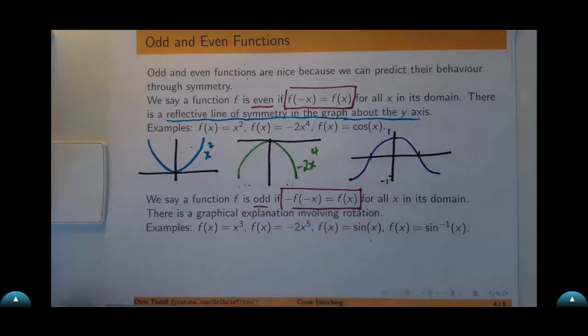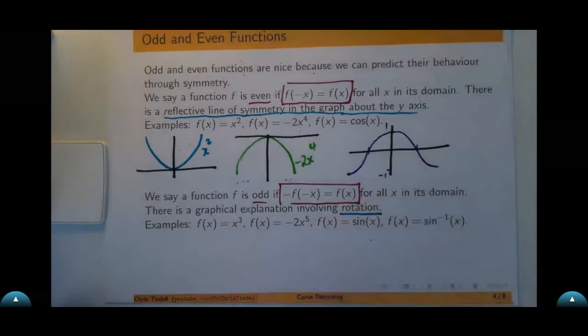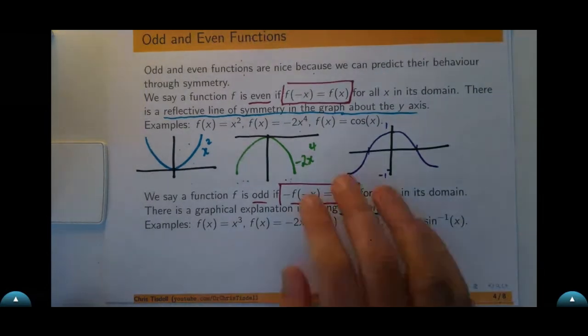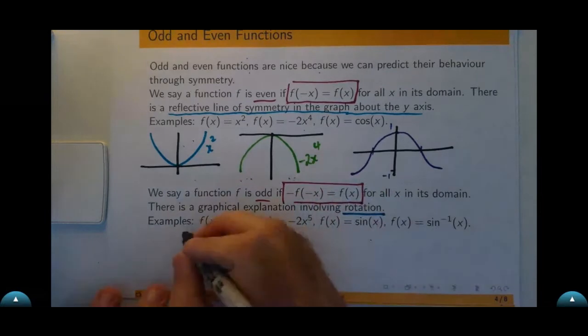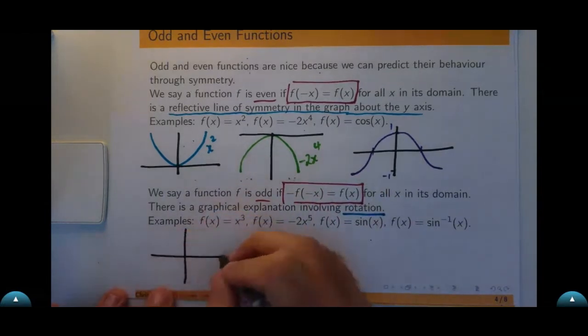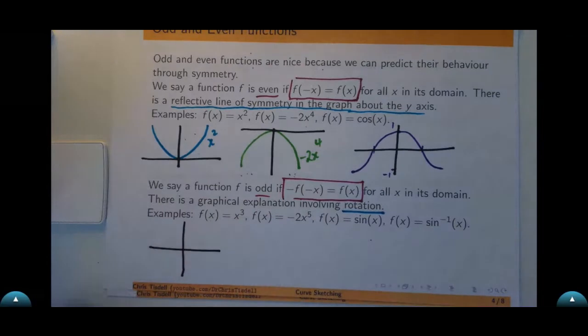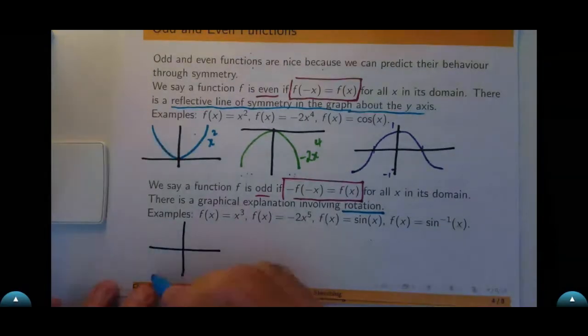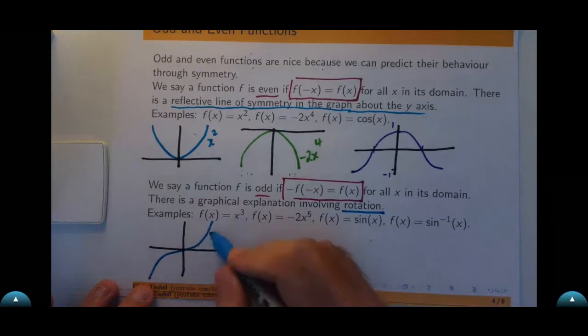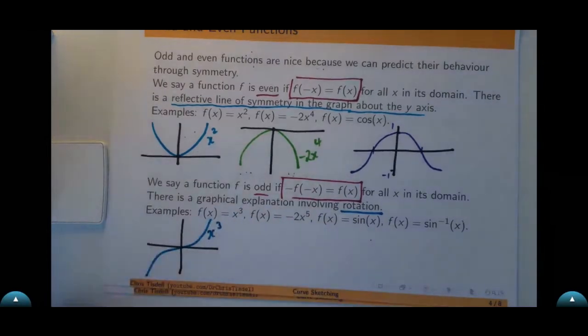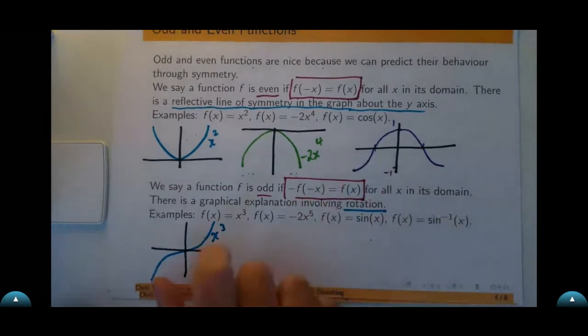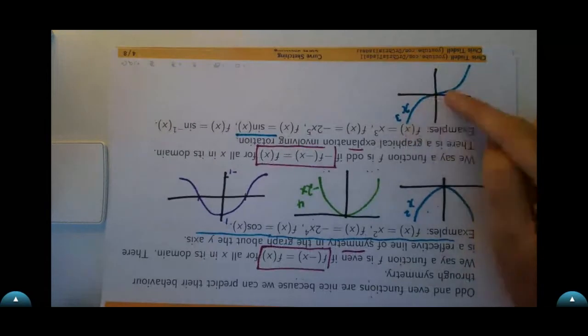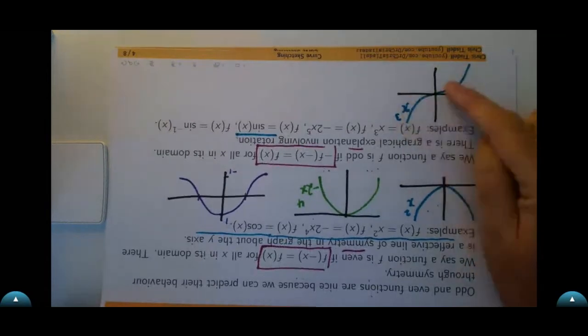Now, with odd functions, it's a little bit different, but there's still some symmetry there. The idea can be explained through rotation. Let me draw a graph, and then you can see what happens. So let's draw x cubed. It's a pretty familiar function. Something like that. The best way, in my opinion, is to rotate the whole graph 180 degrees, and you still get the same shape.